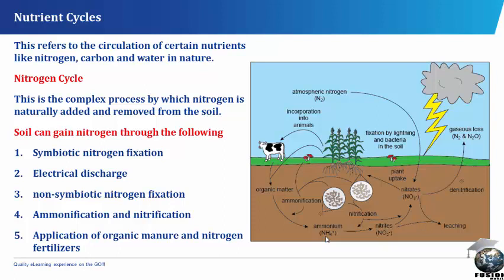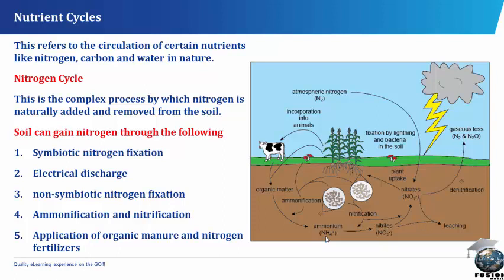In symbiotic nitrogen fixation, some bacteria which live in the root nodules of leguminous plants can fix atmospheric nitrogen directly into the plant. The plant supplies carbohydrates for use by the bacteria, while the bacteria supply the plant with combined nitrogen. In electrical discharge, nitrogen can also be fixed into the soil during lightning.